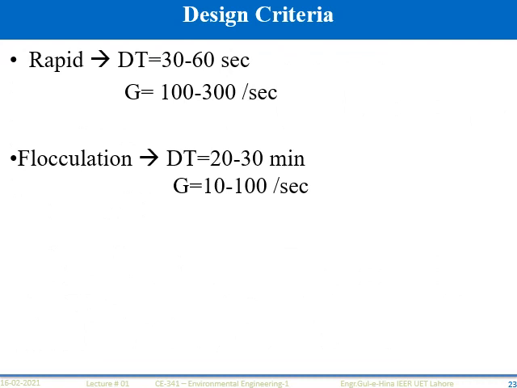Okay, so now what are the design criteria for designing the coagulation process and flocculation process? The design criteria are the intensity of mixing and the detention time. The detention time in the rapid mixing, that is the coagulation process, should be 30 to 60 seconds, and the intensity of mixing, that is G, the velocity gradient, should be 100 to 300 per second. Similarly, for the flocculation process, the detention time should be 20 to 30 minutes and the G value should be between 10 to 100 per second.